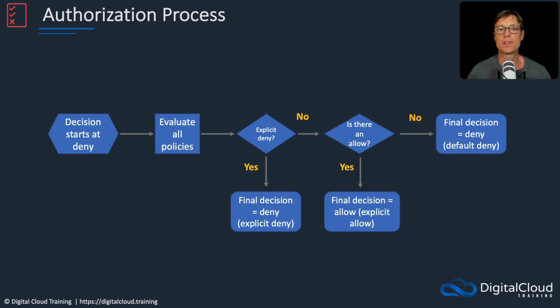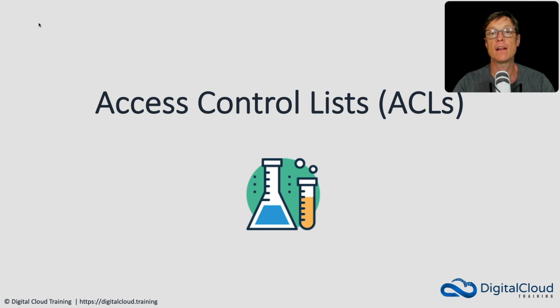So that's basically the process for how authorization works. Now, in the next lesson, we're going to look at access control lists in a hands-on, and then we're going to look at IAM policies and bucket policies. In this lesson, we're going to have a look at access control lists on Amazon S3.